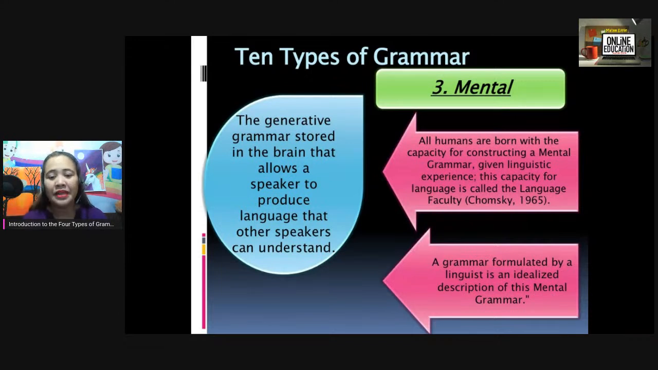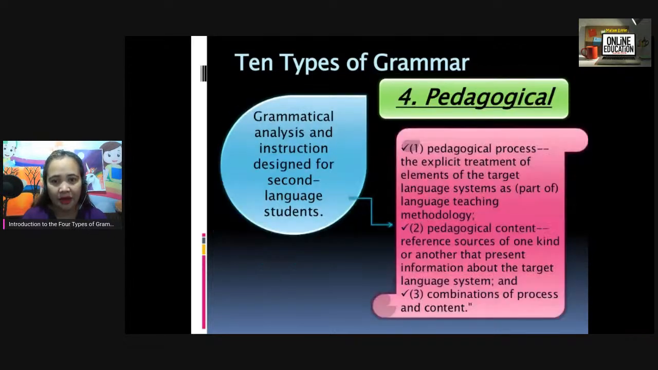Okay, mental. So a grammar formulated by a linguist is an idealized description of this mental grammar. Again, mental is the generative grammar stored in the brain that allows a speaker to produce language that other speakers can understand. So that is mental. When you are able to produce a language that other speakers can understand.